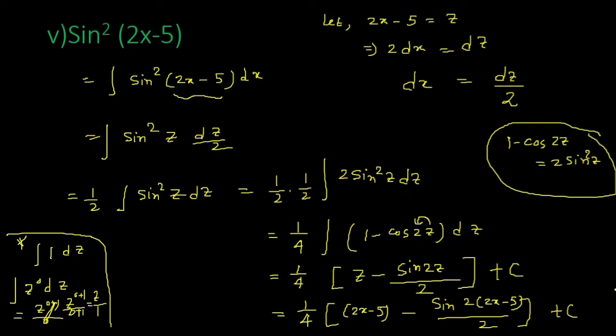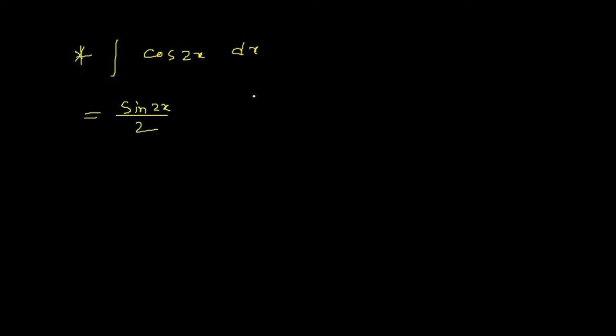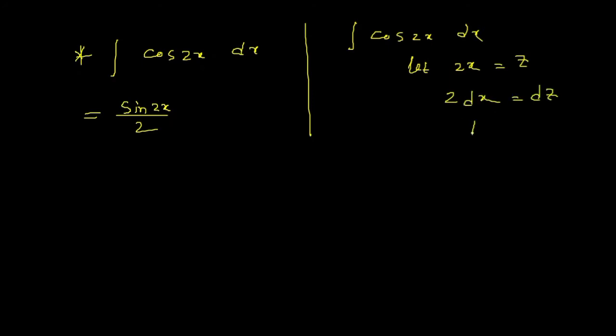Now I will show you how to integrate cos 2x or sine 2x. Here we will integrate cos 2x. What will be the integration of cos 2x? Why is the integration of cos 2x sine 2x by 2? So here we will find the answer. To find the integration of cos 2x, let 2x equal z, then 2 dx will be dz. So dx will be dz by 2.